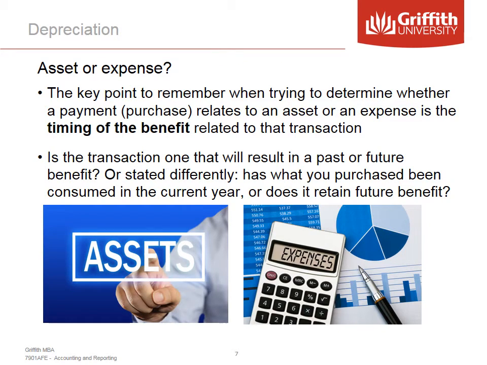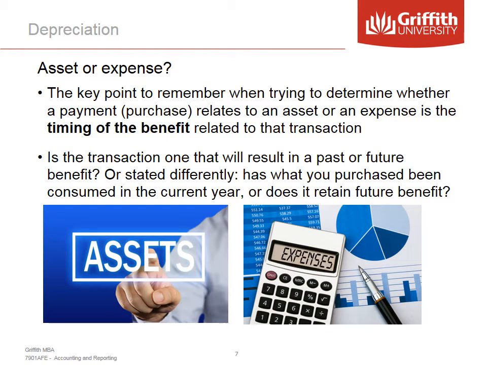Now, another thing you'll have to make a decision about is, when you make a purchase, whether that purchase is of an asset or whether you are paying for an expense. The distinction here is about the timing of the benefit which comes to the business from that transaction. What we're asking is, is the transaction one that will result in a past or a future benefit? Or stated differently, has what you purchased been consumed in the current year, or does it retain future benefit?